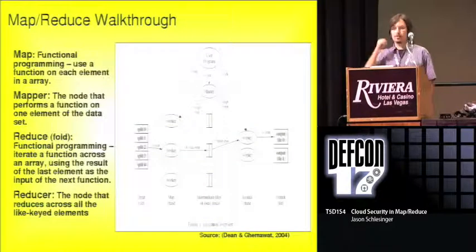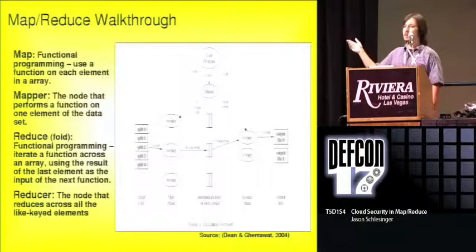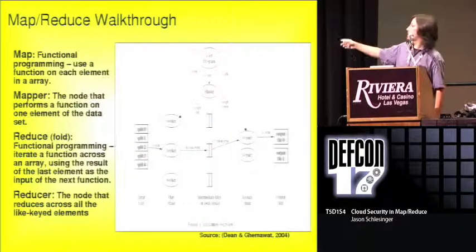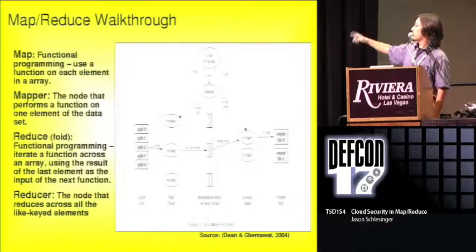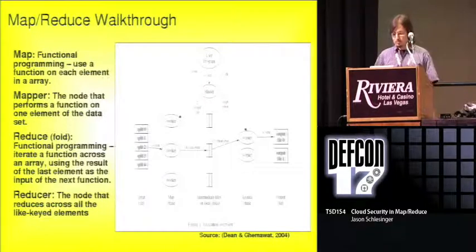Now, a little bit of a walkthrough of the terms that I've been using. There's map, which is a functional programming term, which means to use a function on each element in an array. The mapper performs a function on one element of the data set. So in this graphic here, which looks kind of hard to see, the data gets split up, and those workers on the left are the mappers.